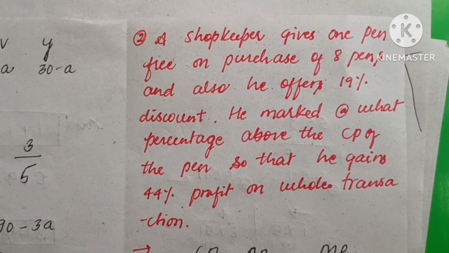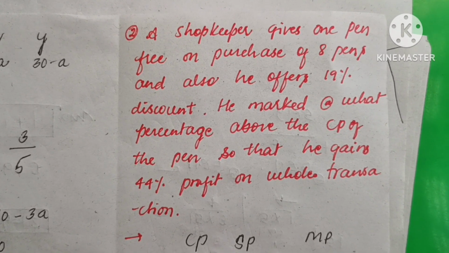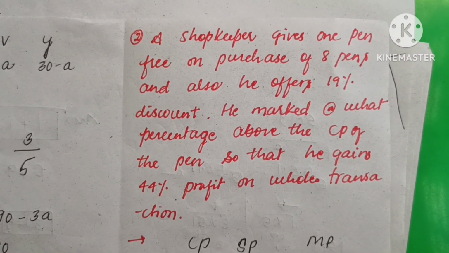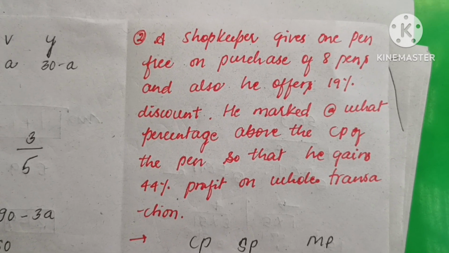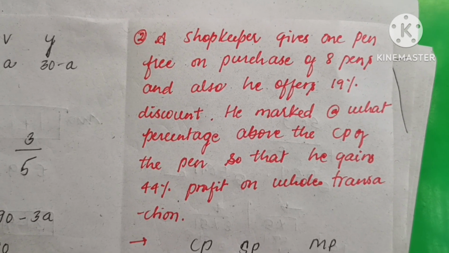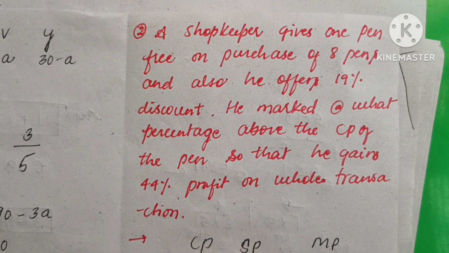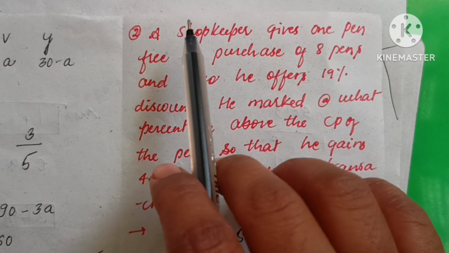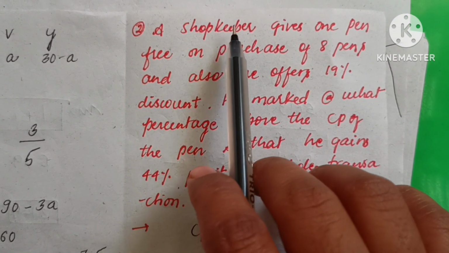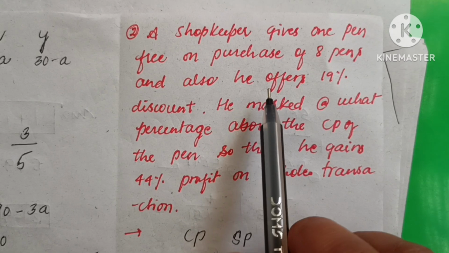So next question. A shopkeeper gives 1 pen free on a purchase of 8 pens, and also he offers 19% discount. He marked at what percentage above the cost price of the pen so that he gains a 44% profit on the whole transaction. So initially we don't need to focus on these things. Just see what is the discount he offered.